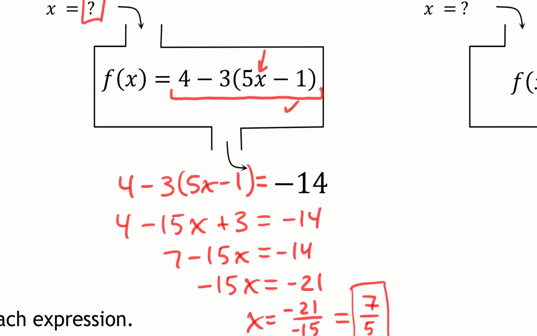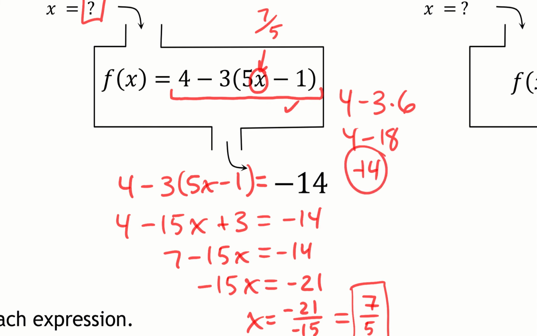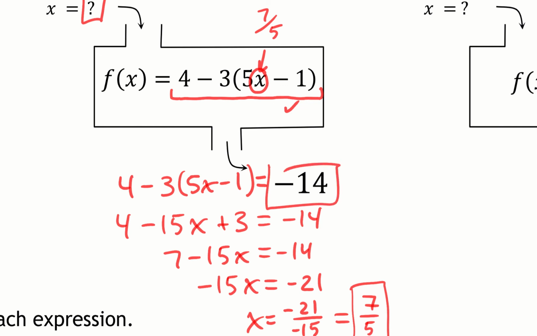So it looks like 7/5 will produce a value of negative 14. One thing you can do is, now that you have a pretty good idea that 7/5 is the value that will do this, you can put it in here and check it. 7/5 times 5 would give me just 7. 7 minus 1 would give me 6. And then this would become 4 minus 3 times 6. 3 times 6 is 18. Yeah, 4 minus 18 is negative 14. So when x is 7/5, this function does indeed produce an output of negative 14. So the answer is 7/5.